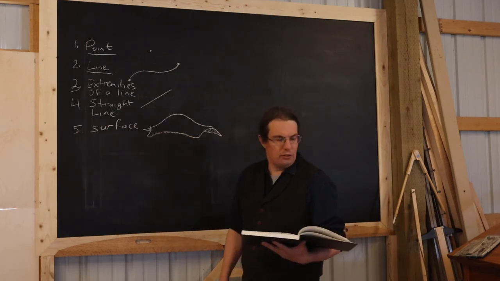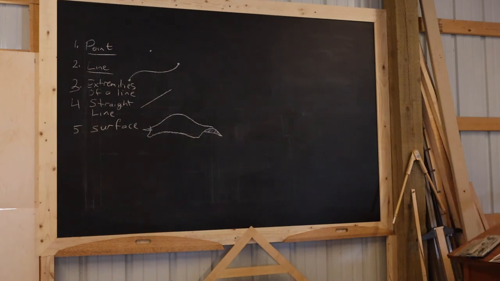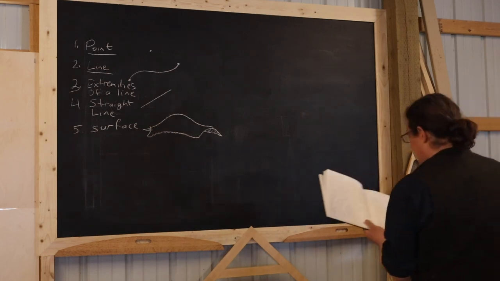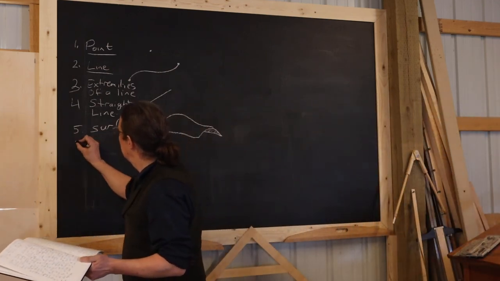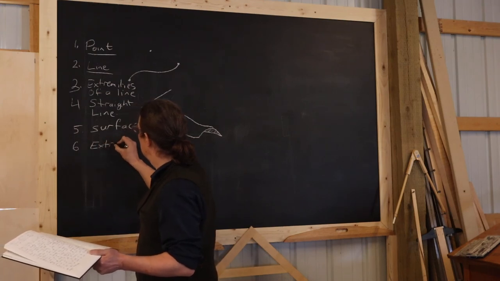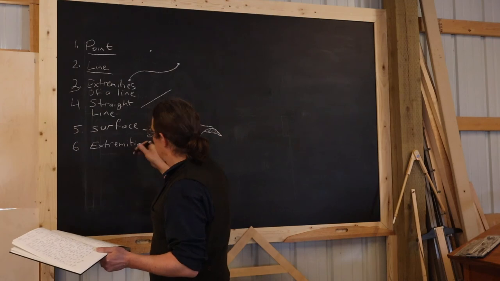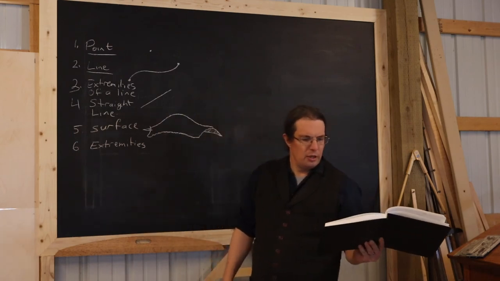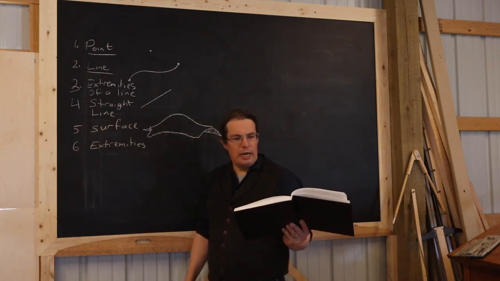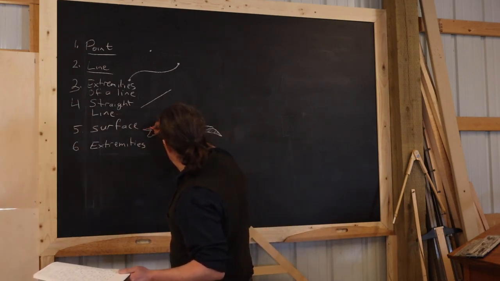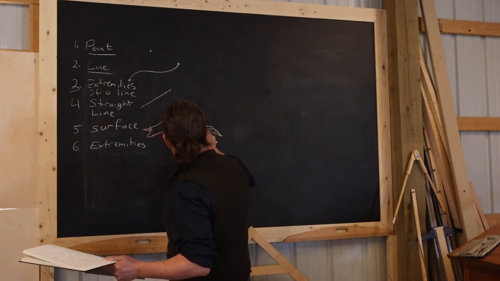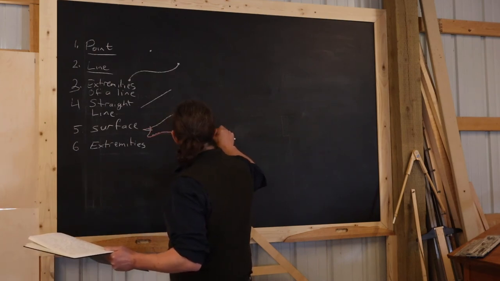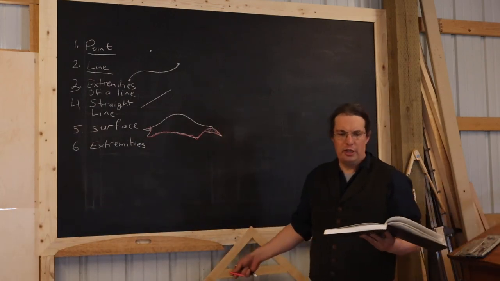The extremities of a surface, get a piece of color chalk for this, though I might regret it if it doesn't erase well from my board. We'll try it out. The extremities of a surface are just the lines which form its boundary. So those red curves at the edge of the surface are its extremities.